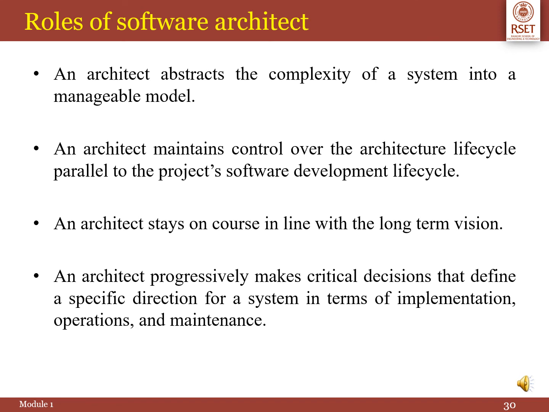Next, we will see the different roles of a software architect. First one, the architect abstracts the complexity of a system. An architect maintains control over the architecture lifecycle parallel to the project software development lifecycle. An architect stays on course in line with the long-term vision. An architect progressively makes critical decisions that define a specific direction for a system in terms of implementation, operations, and maintenance.